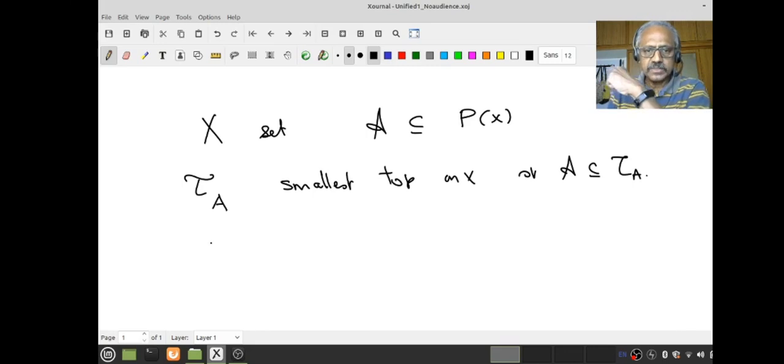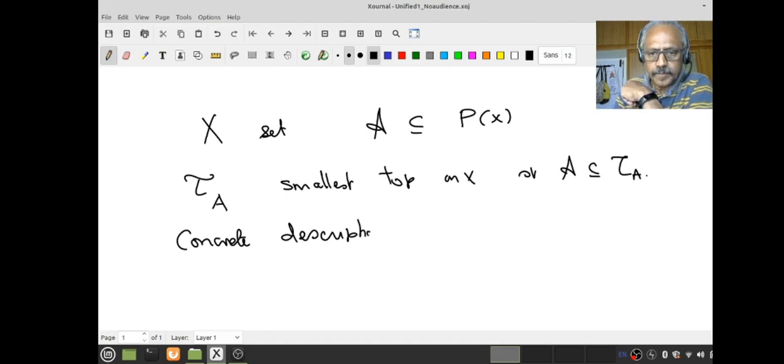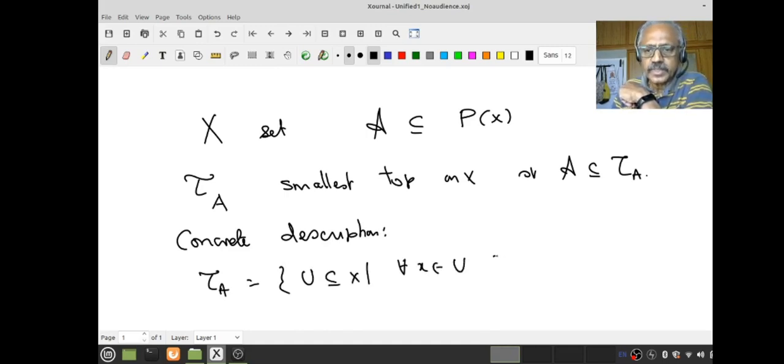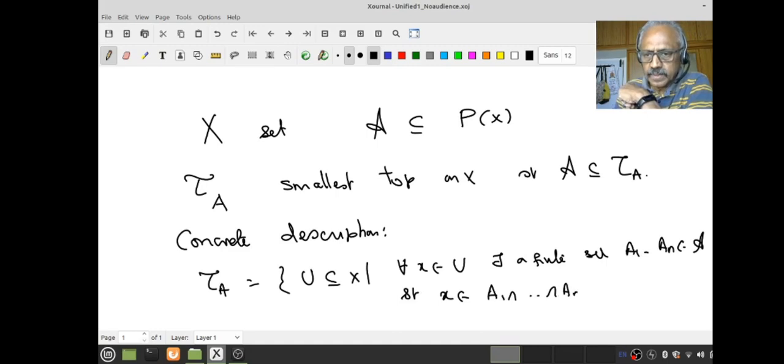The next question we asked, is there a concrete description? That we gave. Tau of A consists of all subsets U of X such that for every x in U, there exists a finite set, say A1, ..., An in script A, so that x belongs to A1 intersection ... intersection An, and this is contained in U. Notice that this collection A1 to An, and the number n also, will depend upon x. The specific choice of these things will depend upon x. I hope all of you studied this.